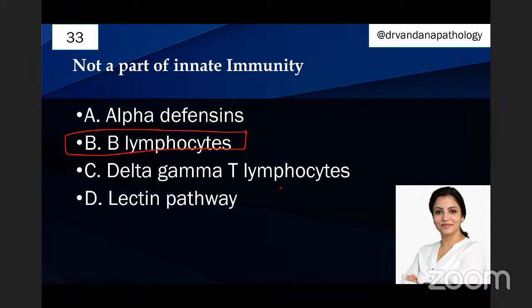What are these gamma delta T lymphocytes? Gamma delta lymphocytes are cells that are a part of innate immunity. These are cells which can accept the antigen even without MHC complex. So gamma delta T lymphocytes are very important cells which can accept the antigen without MHC complex.